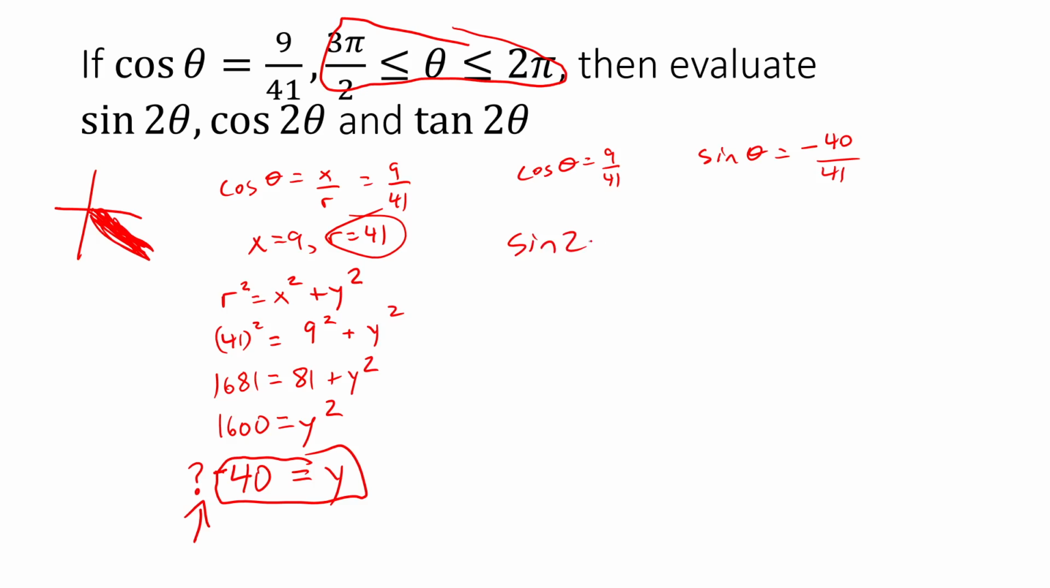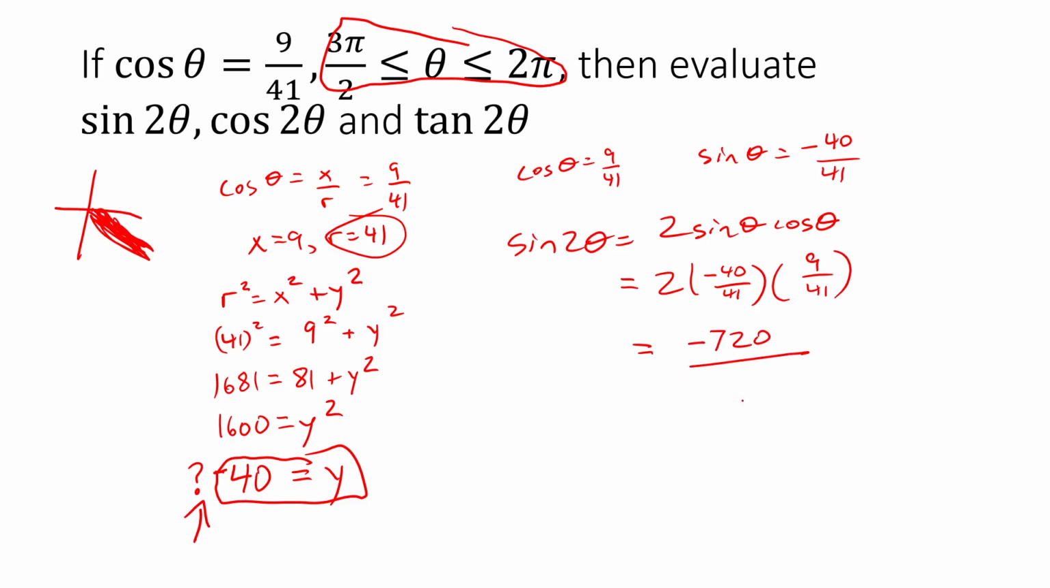Now, what does sine of 2 theta equal? Well, that equals 2 sine theta cos theta. Sine theta is negative 40 over 41, and cos theta is equal to 9 over 41. Well, 2 times negative 40 times 9 is negative 720, and 41 times 41 is 1,681. So we've got ourselves a value for the sine of 2 theta.